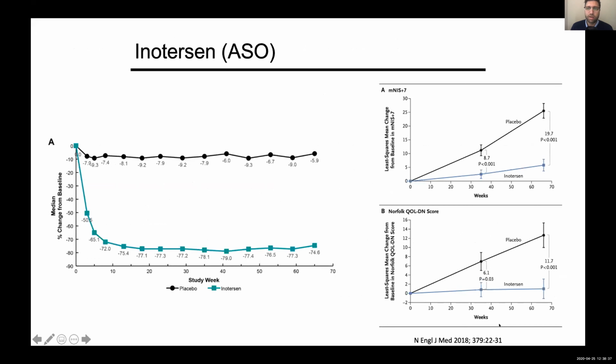And this is reflected by improvement in the neuropathy and reduction in the progression of the neuropathy, as reflected by the neuropathy impairment score. The quality of life in people who were on inotersen was stable, whereas people who were on placebo had worsening in their quality of life.